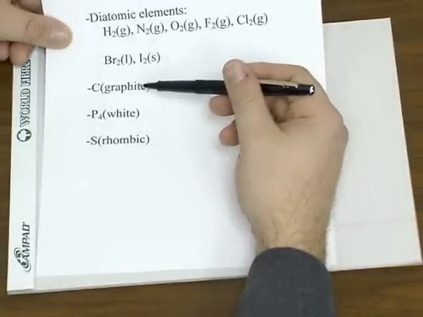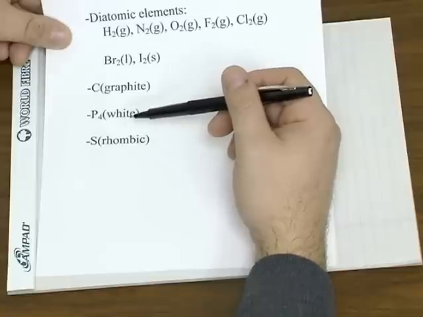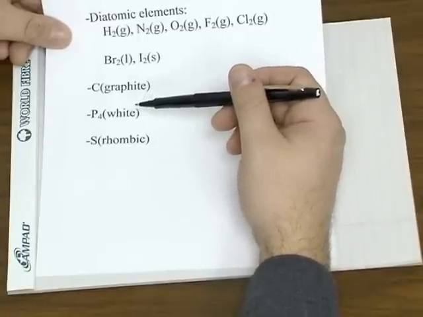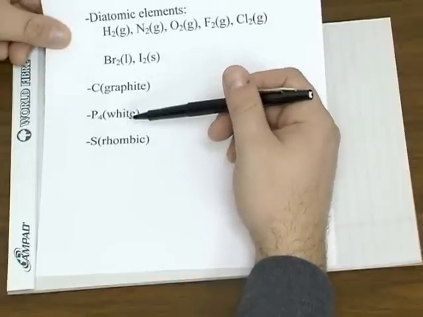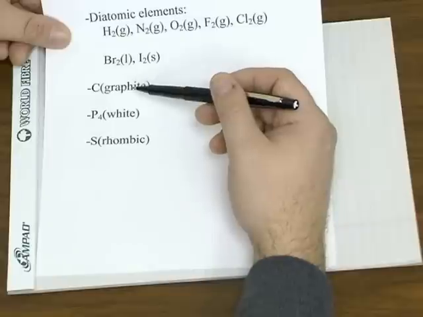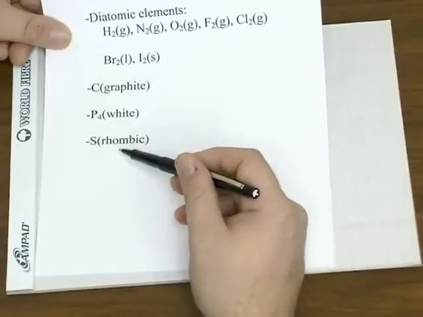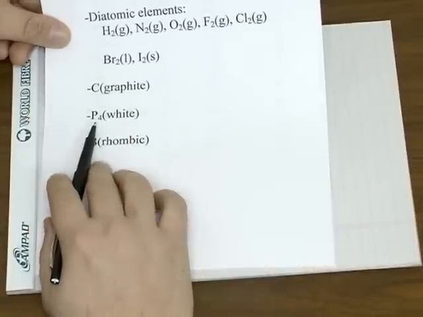Okay, 3 other common elements: carbon, phosphorus, and sulfur. They exist as different allotropes or in different forms. And so the standard states for these 3 elements are the graphite form of carbon, white phosphorus, and the rhombic form of sulfur. And notice phosphorus is P4.